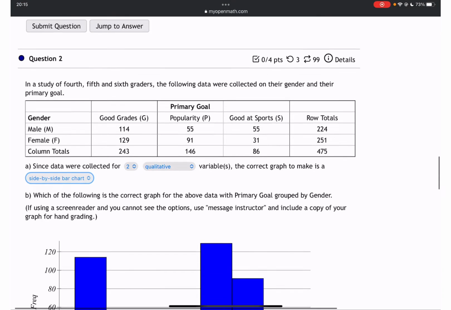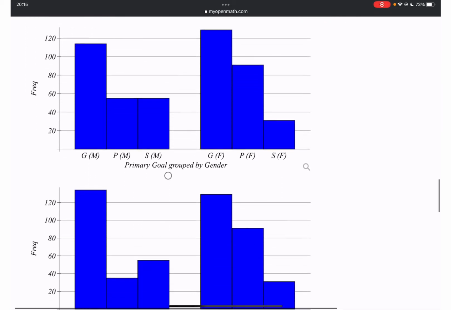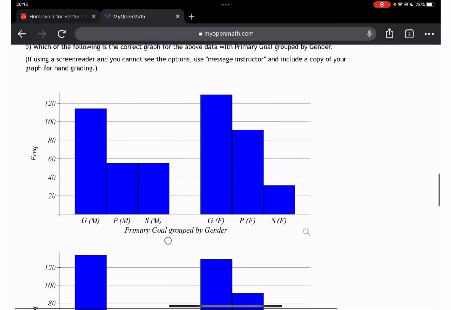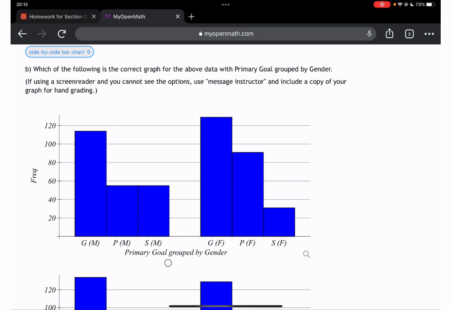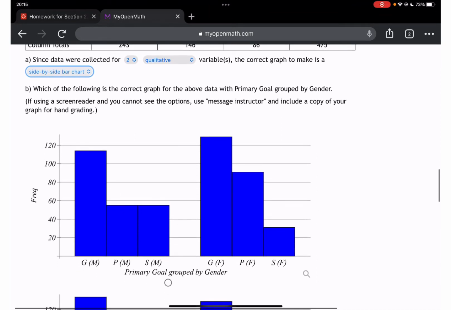All right. Next, which of the following is the correct graph for the above data with the primary goal? Okay, as you can see, every single one is a bar chart, so side by side. As you can see, one and then space and then the other one. All right. So let's see, what do we have? It says on the left side we have male, on the right side we have female.